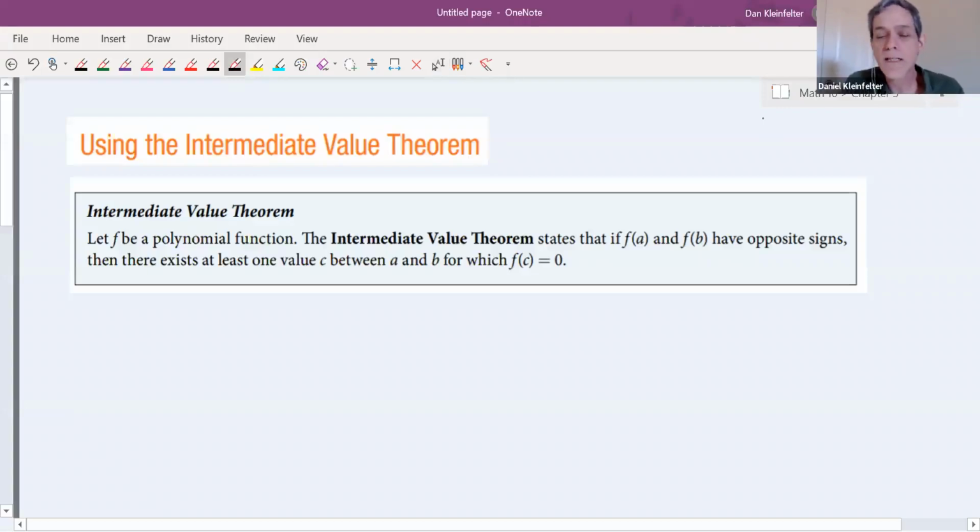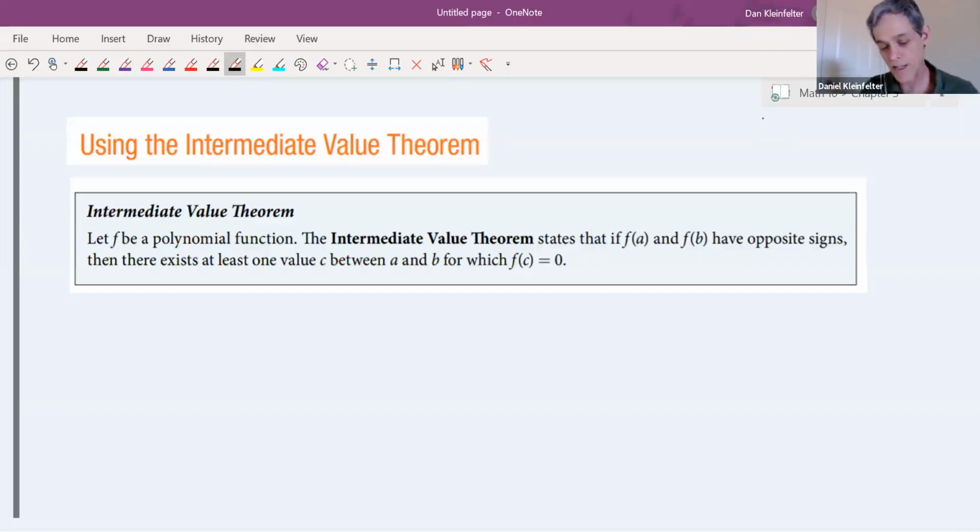All right, so our next topic in this section is on something called the intermediate value theorem. The intermediate value theorem is something that's studied in more depth in calculus, but we will use a simplified version of it here. It says this: suppose that f is a polynomial function.